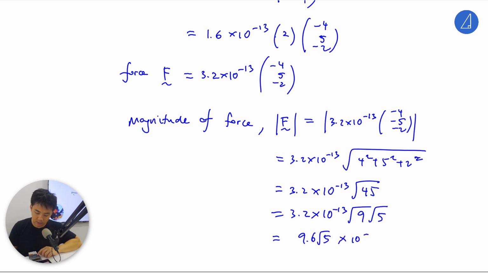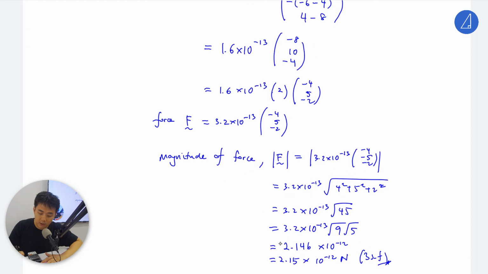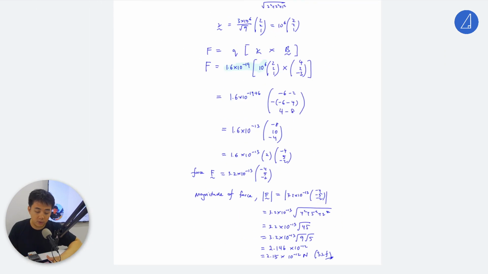So I think I could just key it in, maybe 3 significant figures will do. The answer that I got is 2.146 times 10 to the power minus 12, so 2.15 times 10 to the minus 12. It's in newtons, right? Newtons. Okay, so that's the magnitude and this is the force. That's how you do this question proficiently.